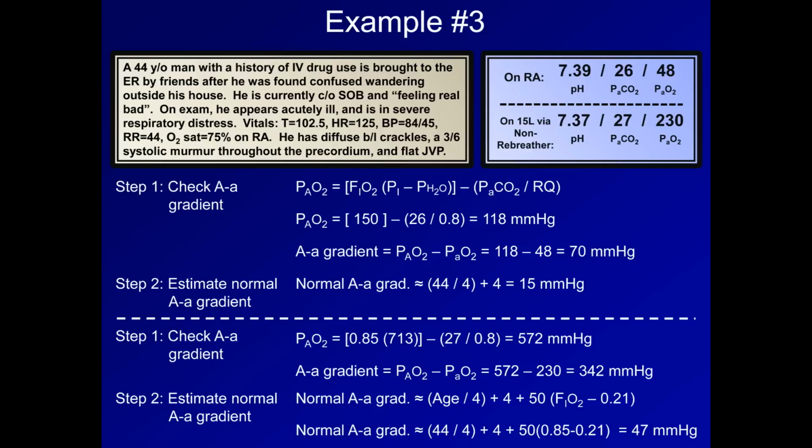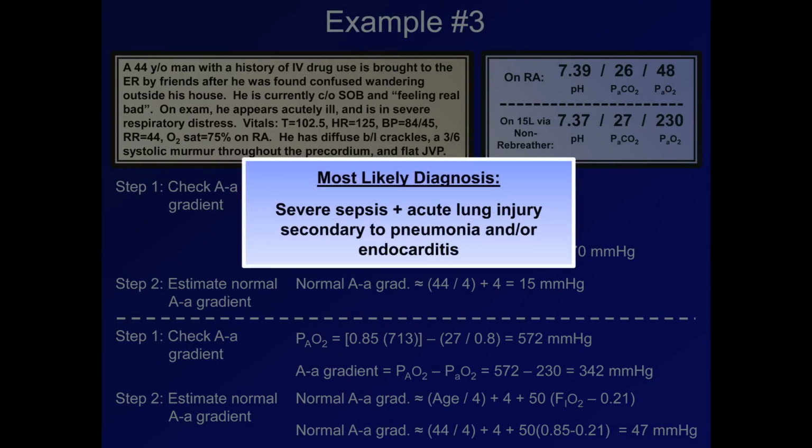Any cause of sepsis can trigger acute lung injury, but in an IV drug user with a loud heart murmur, endocarditis better be near the top of that list. Therefore, for this patient, the most likely diagnosis is severe sepsis and acute lung injury, secondary to either pneumonia or endocarditis.